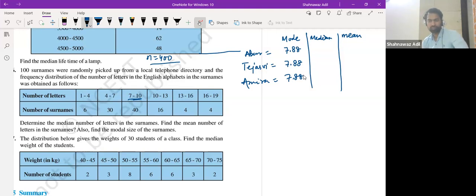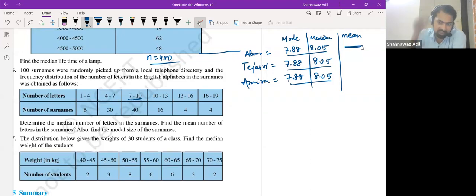Sir, median is 8.05. 8.05. Okay, Abhi, you also got 8.05. Same, sir. Good. Okay. Now the answer would be the same, right? If you got these two the same, then this mean would be the same, right? But please find out. Sir, mean is 8.32. 8.3. Sir, I got 8.05 for the mean. Yes, sir. Oh, okay, 8.05.